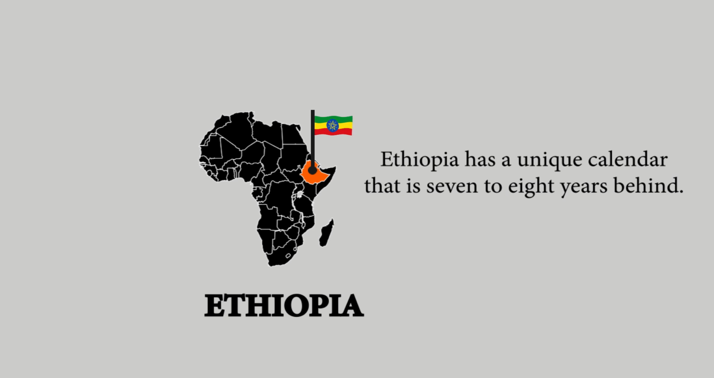The origin of the name Ethiopia is from the ancient Greek words Aitho, which means I burn, and Ops, which means face. Together, these two words mean burnt face, which was used to refer to the people living south of Egypt.